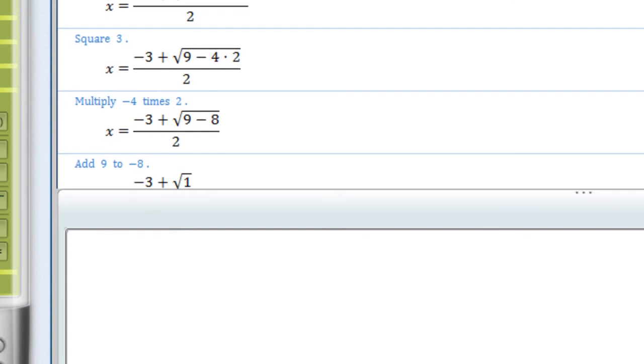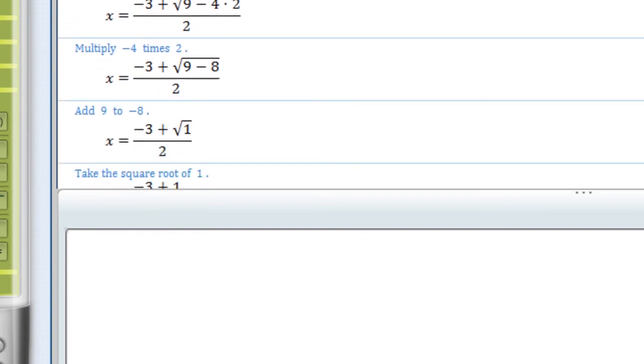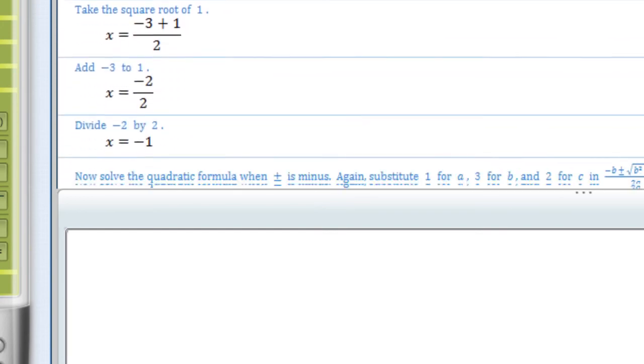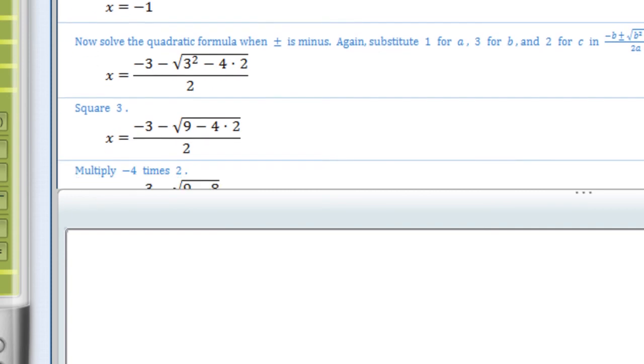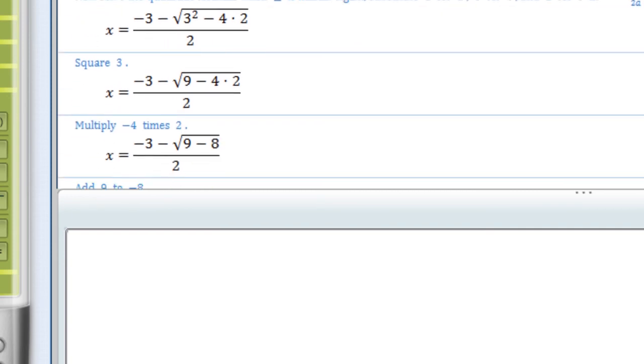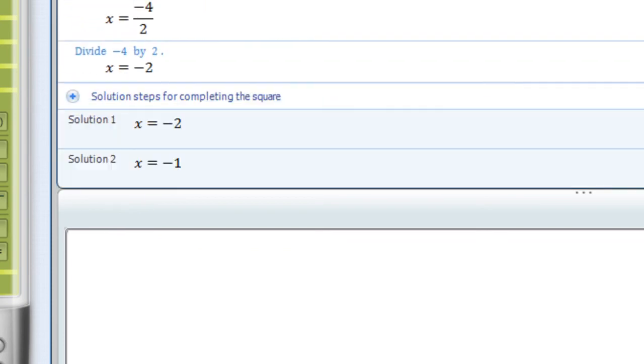So for example, it says square the 3 and then it moves on to the next step. Multiply minus 4 by 2, add 9 to 8 and so on. As you get to the bottom of one, it also shows you that you've got to do it for the plus and minus of the equation, so you have to do it twice and then it walks you through the second solution. If however you haven't been taught the quadratic equation way, or you don't like doing it by that way, it shows you how to solve it from completing the square.